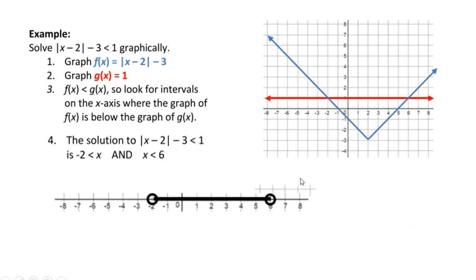So what that looks like on a number line is like this. We have negative 2 to 6, and neither of those are colored in. Negative 2 and 6 are not solutions because this inequality is not "equal to," it's strictly less than.